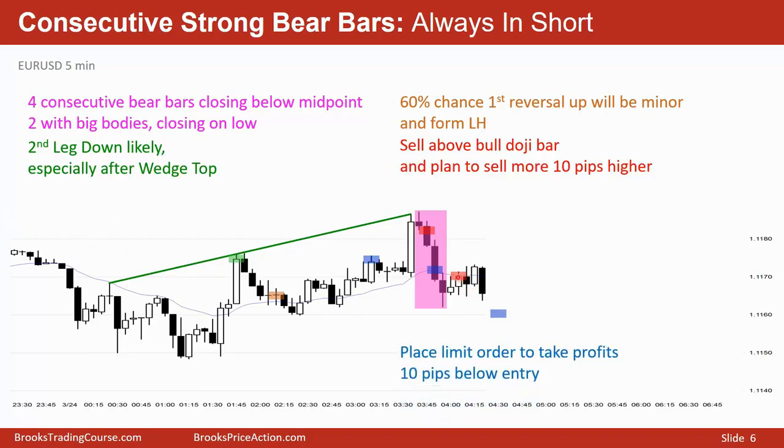They're looking for a scalp. They sell here, they place a limit order to get out 10 pips lower. If it goes higher, they'll sell more. If it goes down to their profit target, they'll just exit with their 10 pips profit.